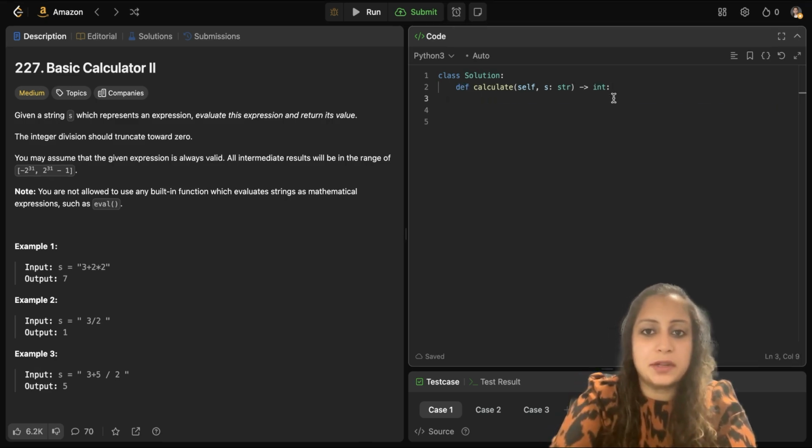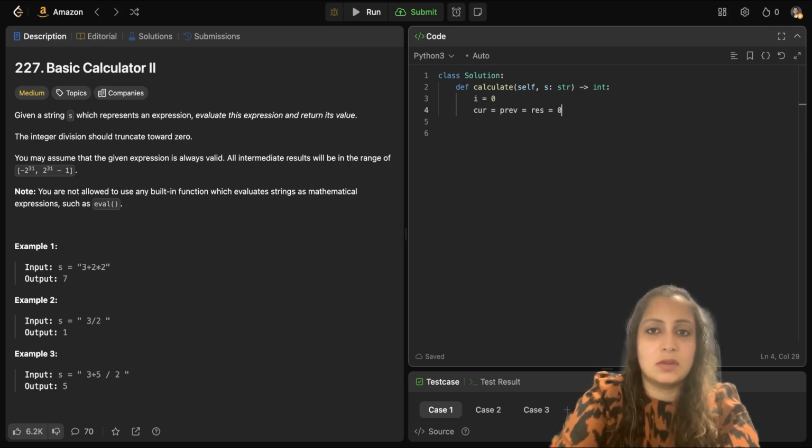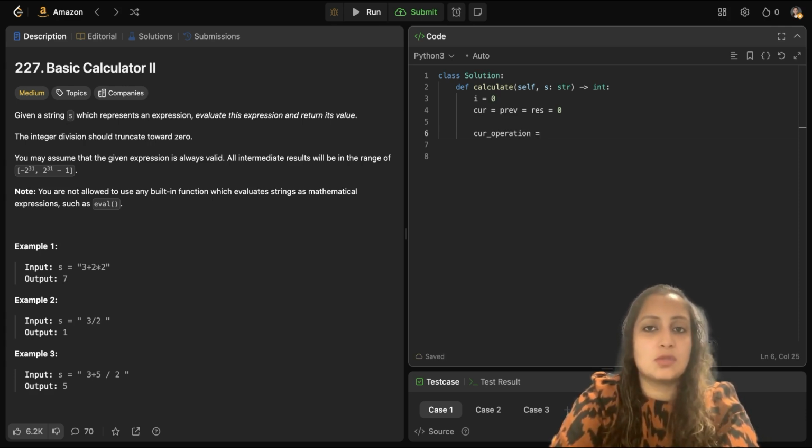First, I initialize my pointer, which I will use to track where I am in the current expression, and that pointer I'll initialize as 0. After that, I will also initialize my current value and previous value as zeros, as well as my result as 0. After all the initializations have been done, I will presume that my current operation is plus, because my result is initially 0. So I will add the first value in the expression to that 0. So I will initialize my current operation as plus.